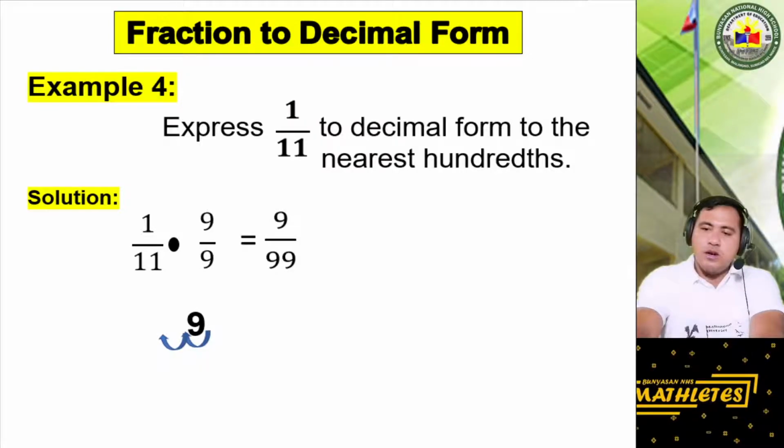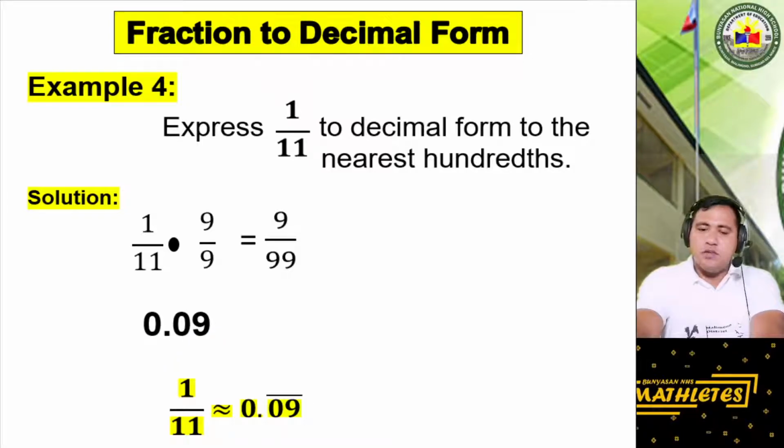Sir, there's no number left. If there is no number, you will put 0. Then that decimal point. So the result is 0.09. It is repeating, because if it were not 100 it would not repeat; that is a repeating decimal. We have 1 over 11 is approximately 0.09. So 09 repeats.